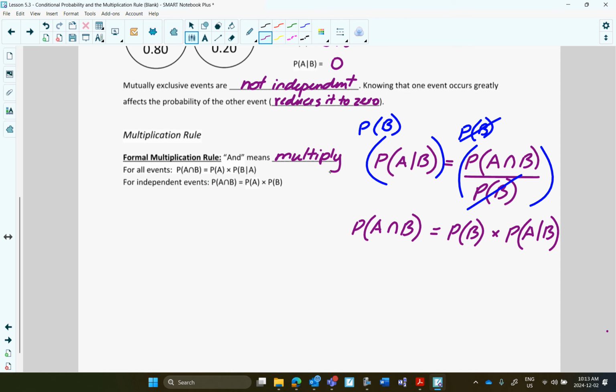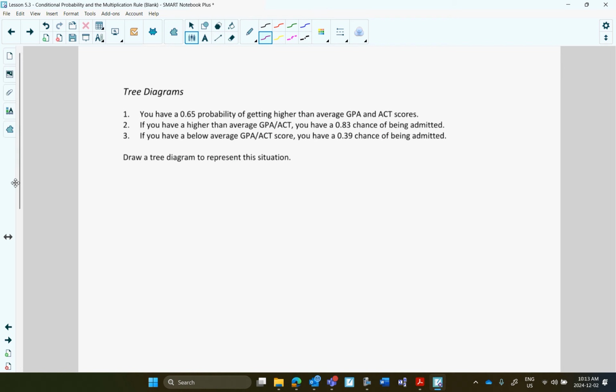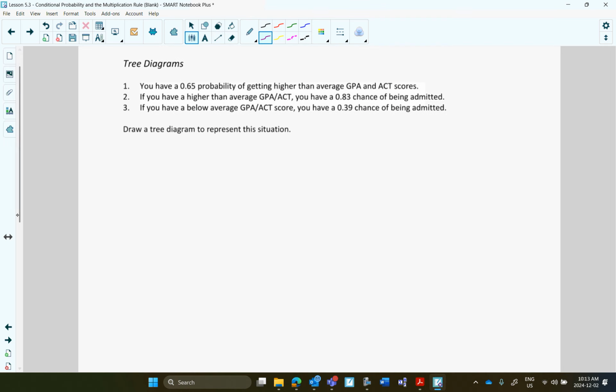Okay, last thing I want to talk about. These questions can get a little complicated. Sometimes it's useful to do something called a tree diagram. And it helps you sort of see all the probabilities and then be able to answer specific probability questions.